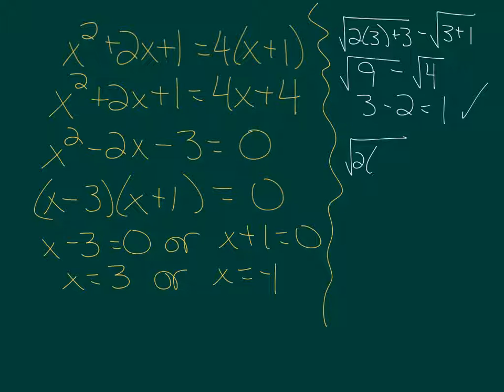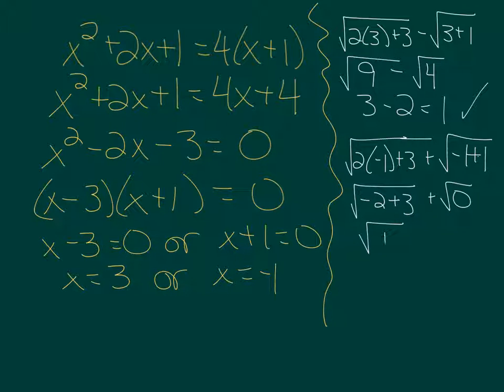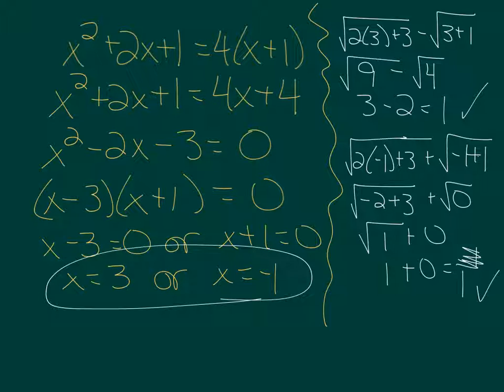Square root of 2 times negative 1 plus 3 plus the square root of negative 1 plus 1. So we get the square root of 1 plus 0. 1 plus 0 is 1, is 1. They both work. So both of our answers are good. If they didn't work, we'd have to throw one of them out. Maybe both, but we do have both that work.